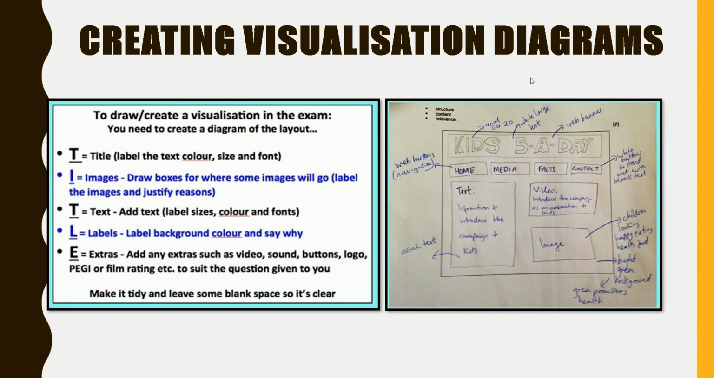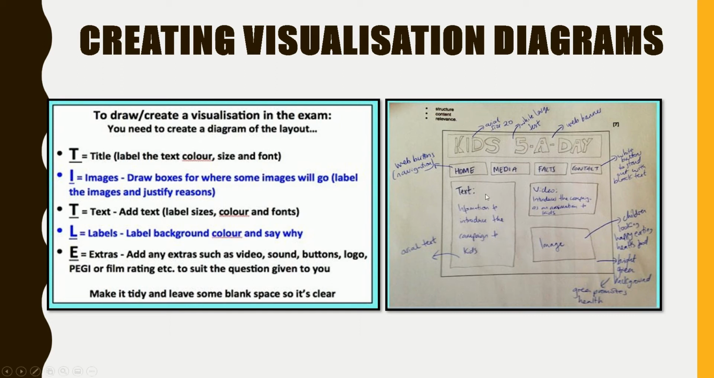In terms of text, add the text, label the sizes, colors and fonts, add labels, label the background color, and say why you have done that, why that has been chosen. In terms of any extras, you can add extras such as video, sound, buttons, logos, or any certification to suit the question that's been given to you in the examination. Make sure everything that you do is tidy and leave some blank space so it's clear.